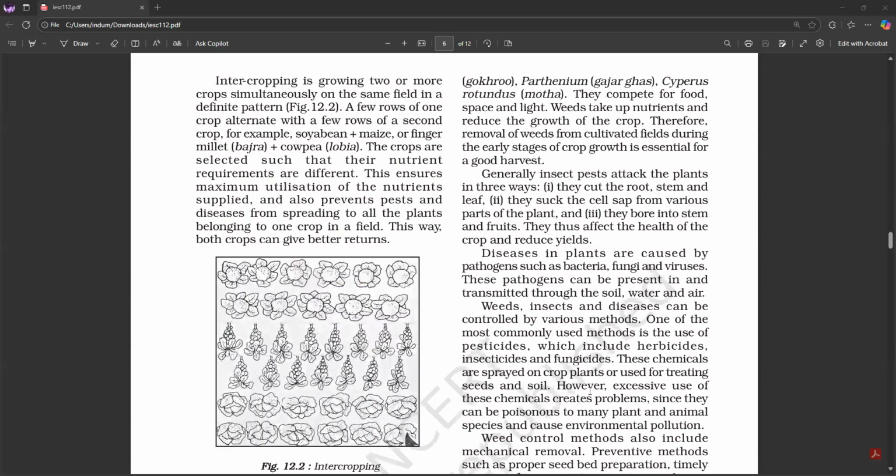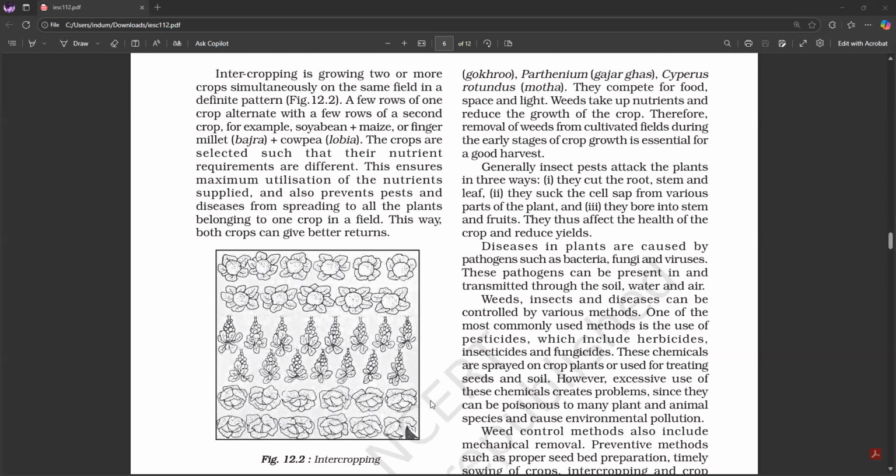Intercropping is growing two or more crops simultaneously on the same field in a definite pattern. Figure 12.2. A few rows of one crop alternate with a few rows of a second crop. For example, soybean and maize, or finger millet and cowpea. The crops are selected such that their nutrient requirements are different. This ensures maximum utilization of the nutrients supplied and also prevents pests and diseases from spreading to all the plants belonging to one crop in a field.